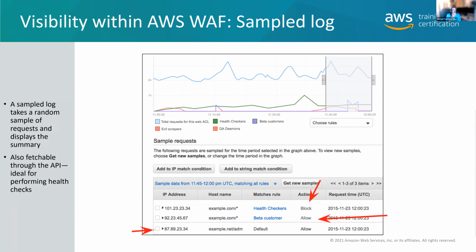It's taking a sample of the requests and displaying the summary. So you can sample a log, right? This is in the WAF console. If you have request sampling enabled, you can view a sample of the requests with the associated resource that is forwarded to the WAF for inspection. For each sample request, you can view details such as the originating IP address, as you can see there, the headers, the host name, any rules that it matched, and the request time, right? You can also fetch this through APIs as well if you want to do health checks.